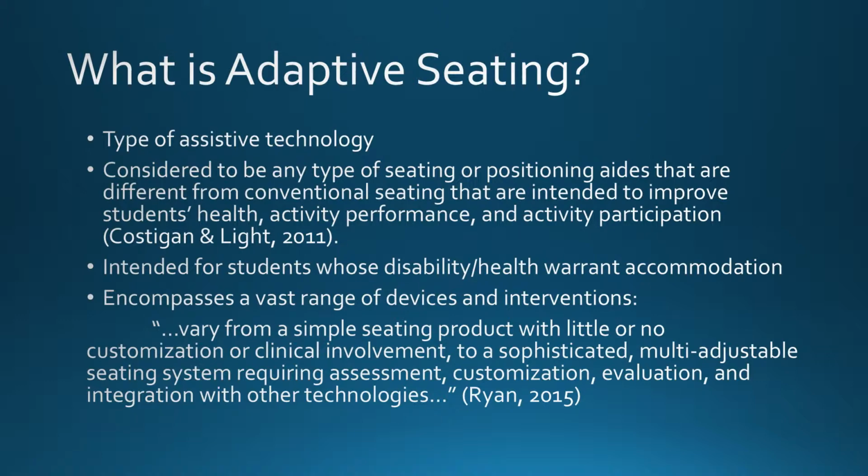Also, even though it falls under the umbrella of assistive technology, it in itself is a vast umbrella, and it encompasses a vast range of devices and interventions. One of the articles that I read put it this way: it may vary from a simple seating product with little or no customization or clinical involvement to a sophisticated multi-adjustable seating system requiring assessment, customization, evaluation, and integration with other technologies, pointing out how extensive it can be, but also how simple it can be because of the range in products that exist for it.